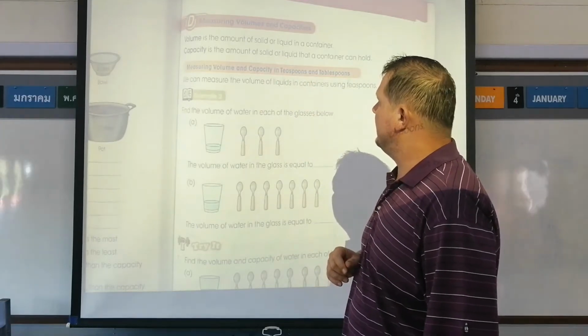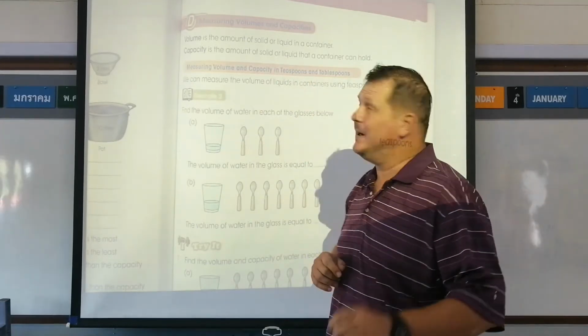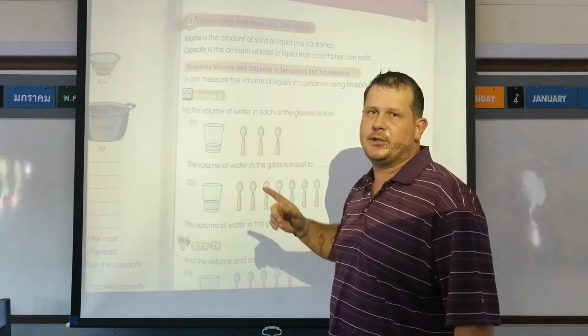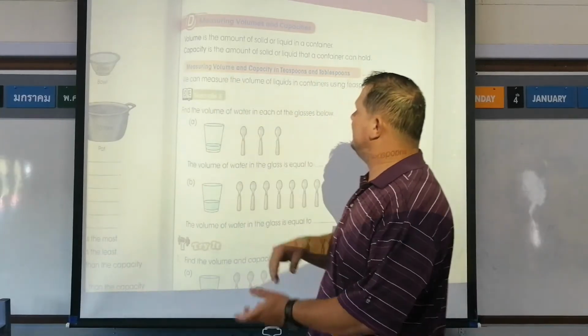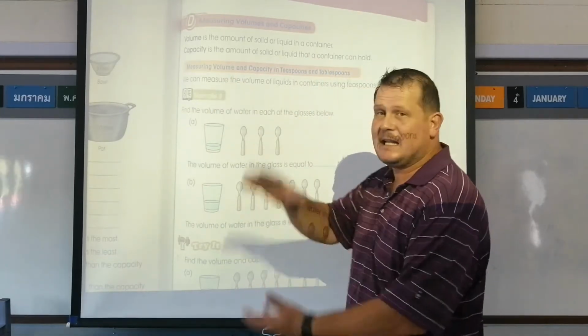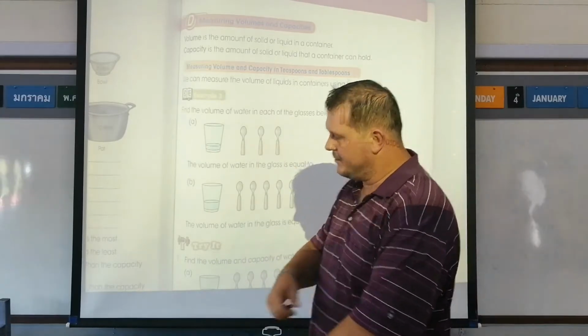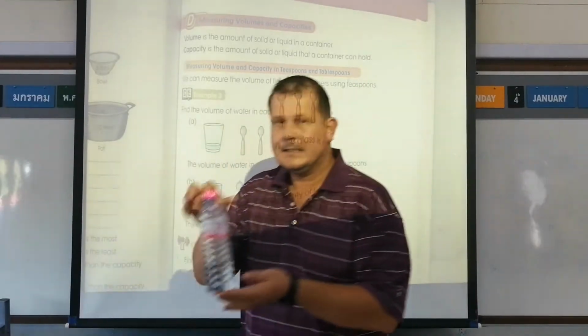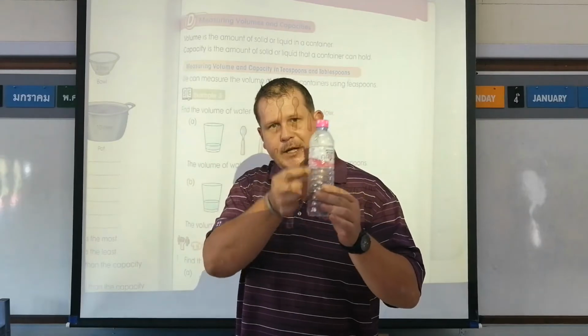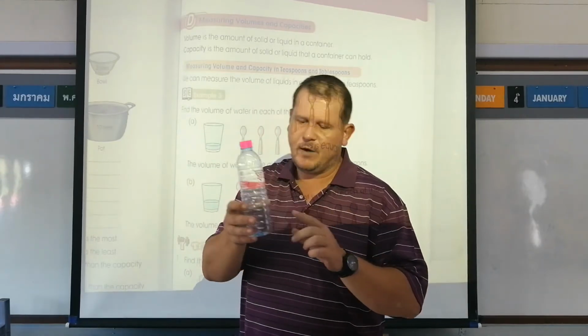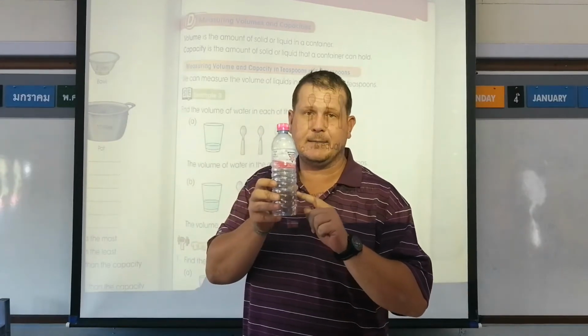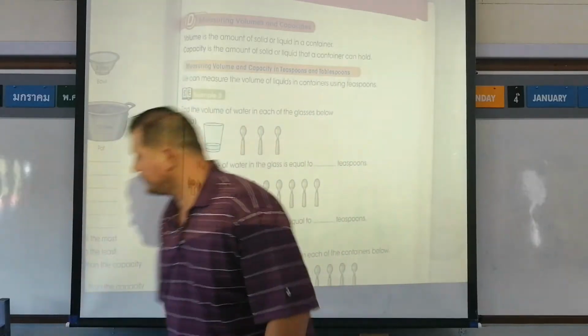Volume is the amount of solid or liquid in a container. I've told you this already. Capacity is the amount of solid or liquid that the container can hold. Remember? Capacity is how much water you can put in the bottle. Volume is how much water is inside the bottle.